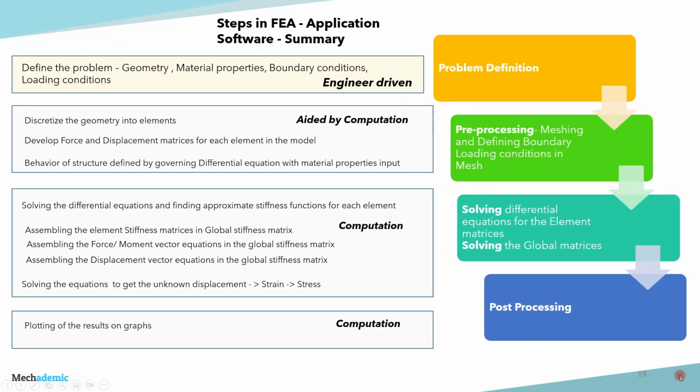So the FEA methodology has 4 major steps. First one is problem definition, second one is pre-processing, third one is solving, finding the solution to the matrices, and then the last one is post-processing. The first step of problem definition is the most important step. If the problem is not well defined or not accurately defined, then the results will not be meaningful.